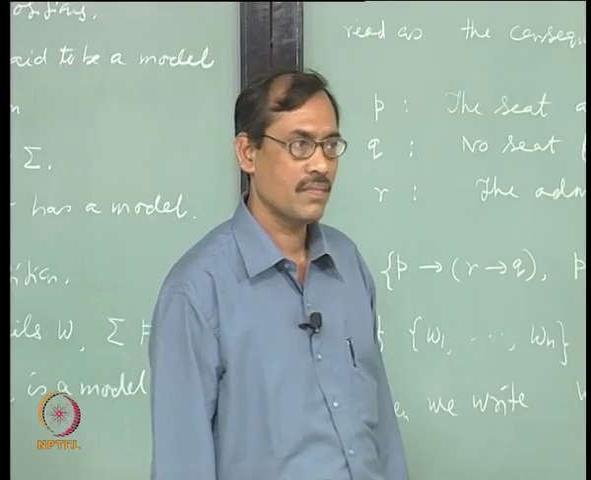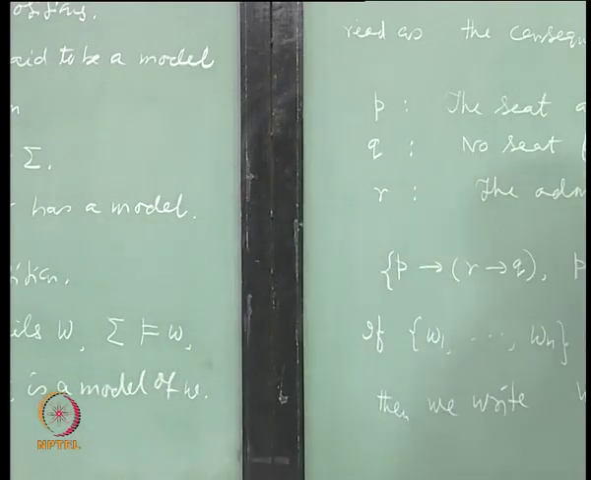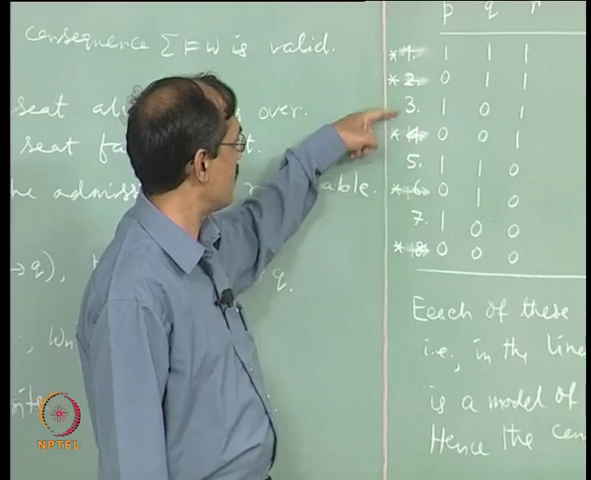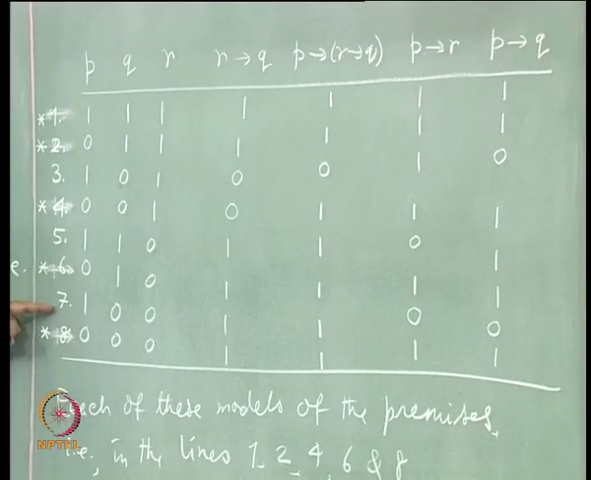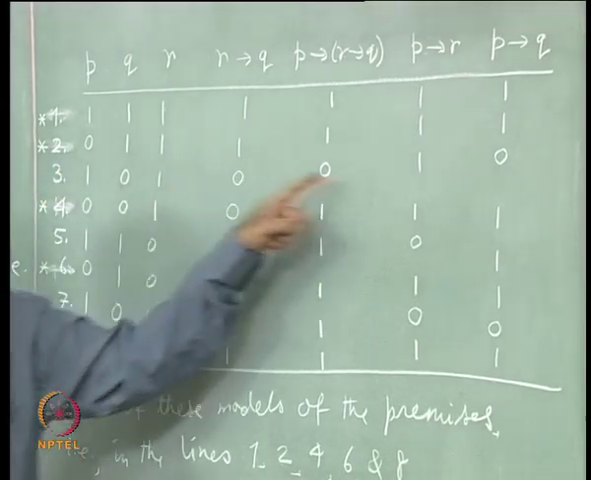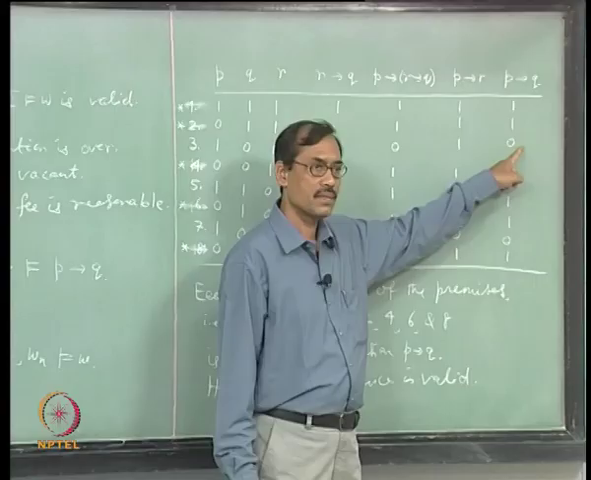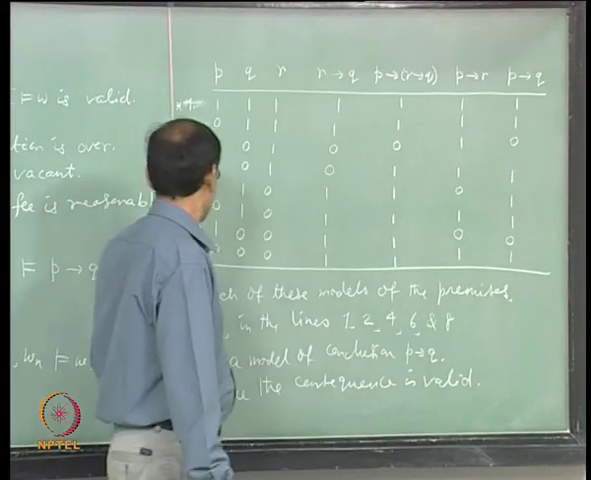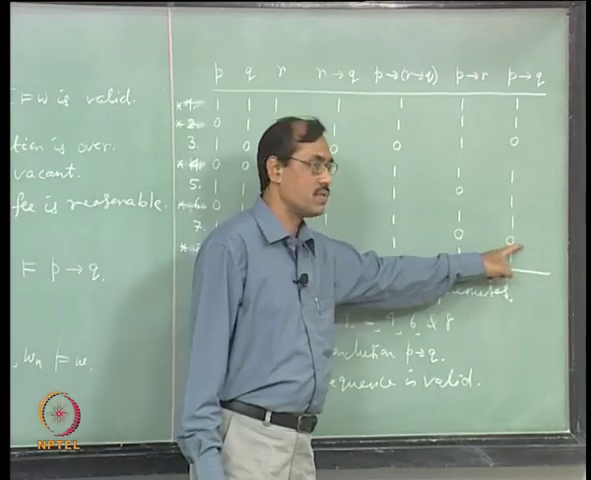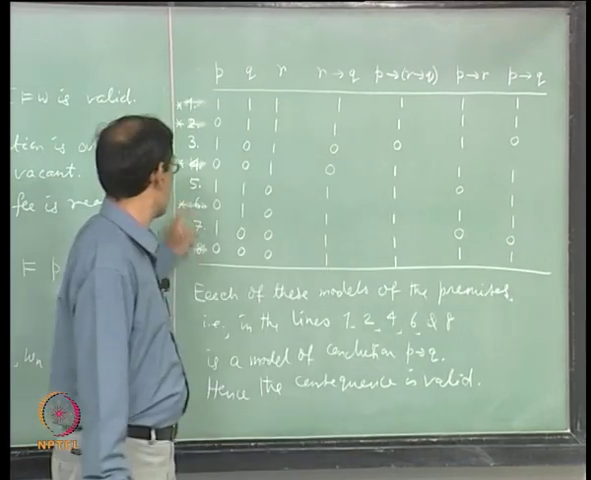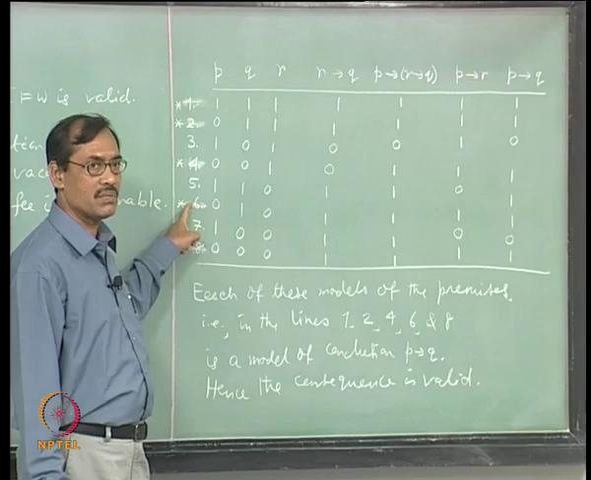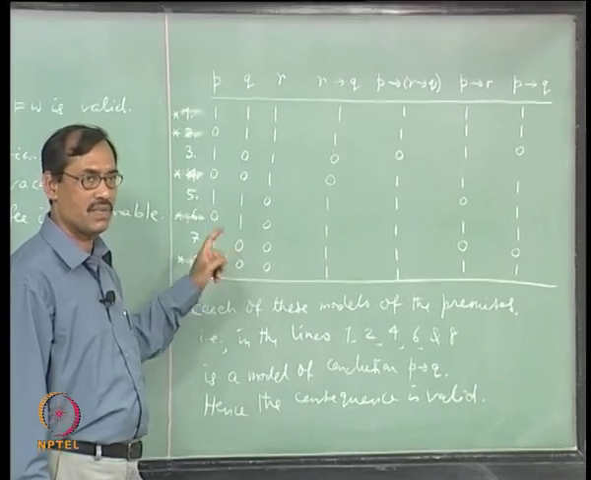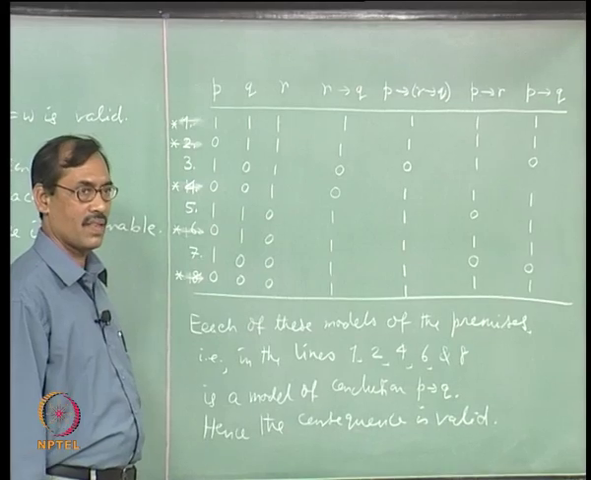Is it clear? So, that means here I will be considering all those lines which are not starred. So, that is third, fifth and seventh. In the third one P implies Q is 0, and in the seventh one P implies Q is 0. I do not have to consider the sixth one where it is 1. We take only those where P implies Q is falsified.